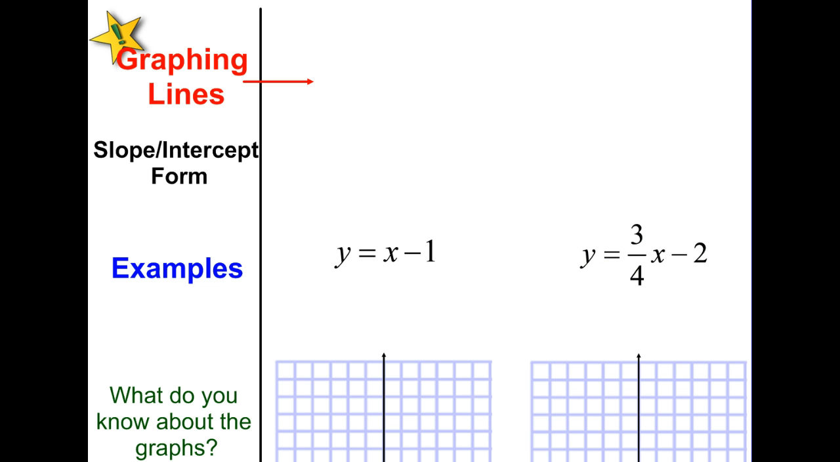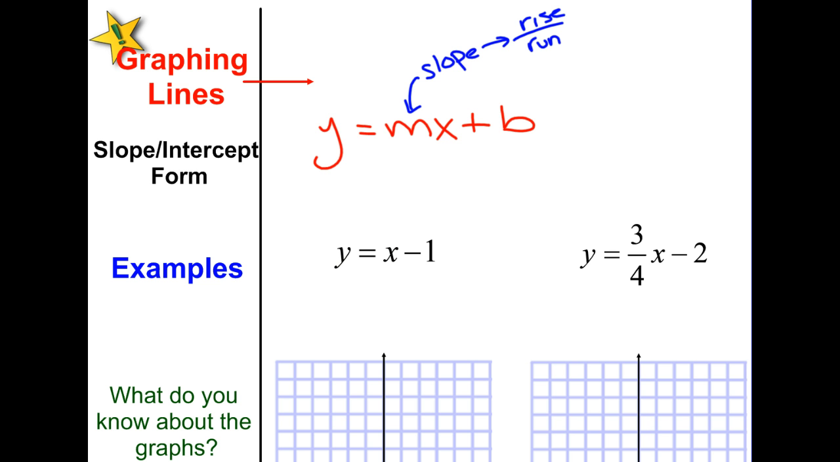The first way is if I have it in slope-intercept form. Remember, slope-intercept, that's y equals mx plus b. Now there's a couple things we need to make sure we know with that equation. First thing is what the m means. Well, that's our slope. And remember, slope is rise over run, which is really our change in y over our change in x. Last thing we need to know is that b, that's our y-intercept. And remember, y-intercept means the point that is on our y-axis.